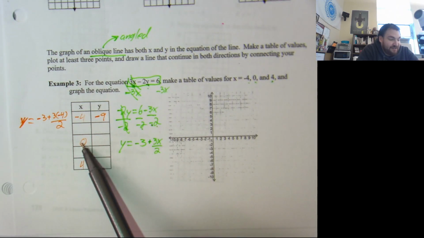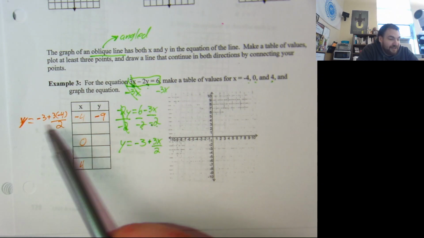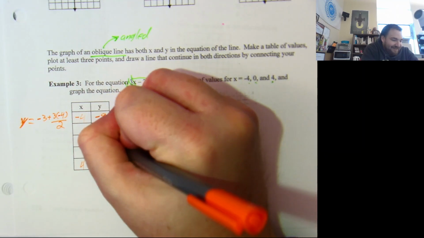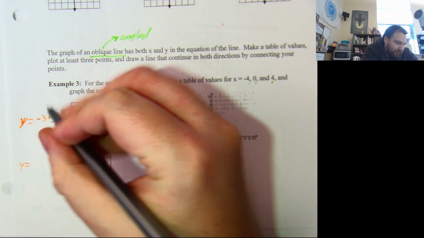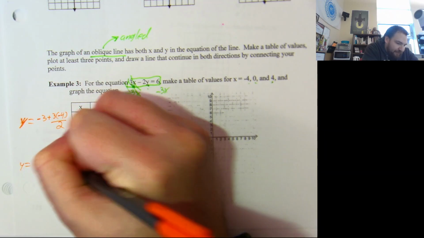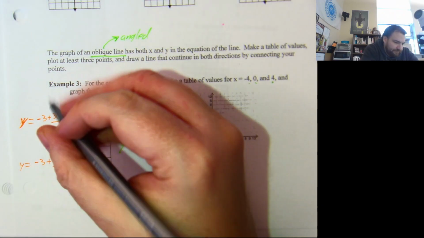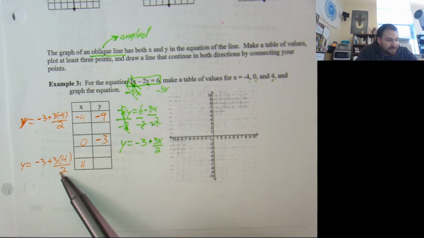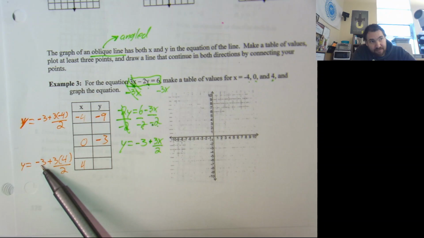Plugging in 0 is going to be awesome, because 3 times 0 is 0, divided by 2 is 0, and -3 plus 0 is -3. And then the last one, I'll write this one out too. It's more involved. -3 plus 3 brackets divided by 2. I'm going to put that 4 in where the brackets are. 3 times 4 is 12, divided by 2 is 6, and 6 minus 3 is 3.